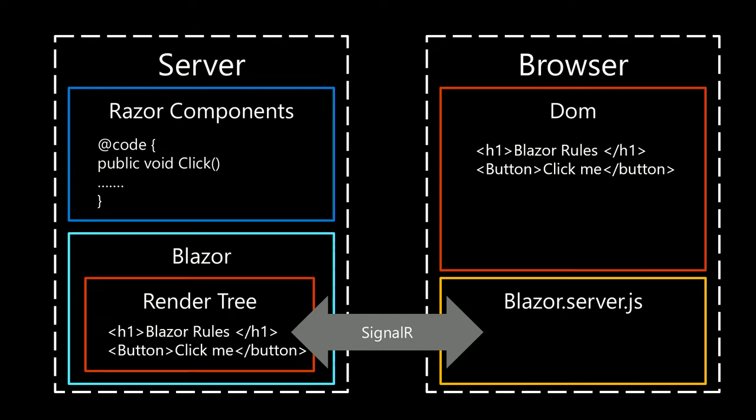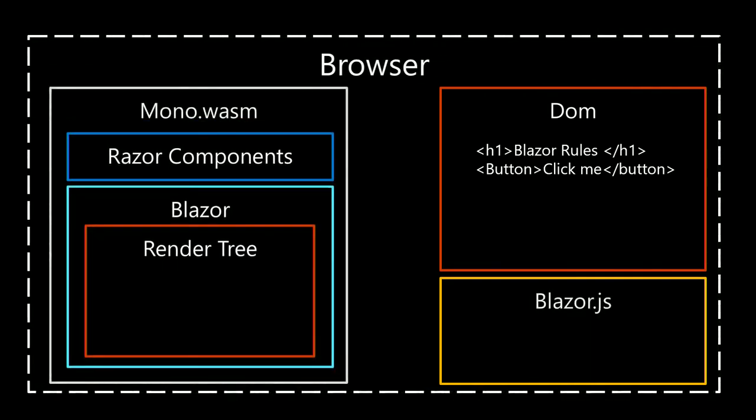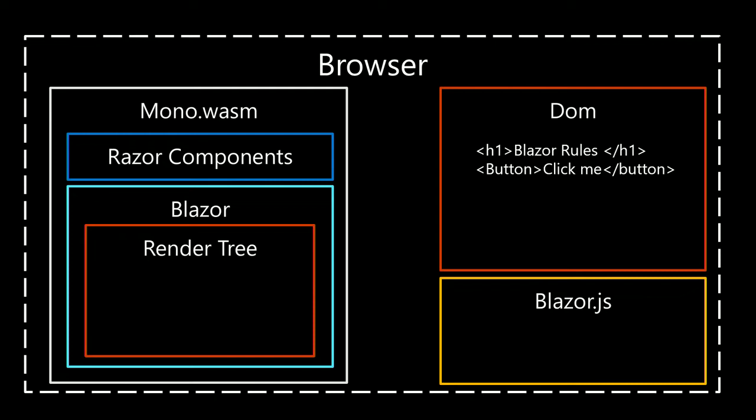With the client-side Blazor, it works a little bit differently, but you will recognize this. So instead of running our Razor components on the server, it's going to run in Mono. We still have our Razor components. We still have Blazor. We still have the render tree. But instead, we're going to have JavaScript interop with a file called blazor.js. So the WebAssembly can't talk directly to the DOM. So it needs some kind of interop JavaScript. But we don't have to write that. Microsoft has done that for us. We don't have to write any JavaScript.